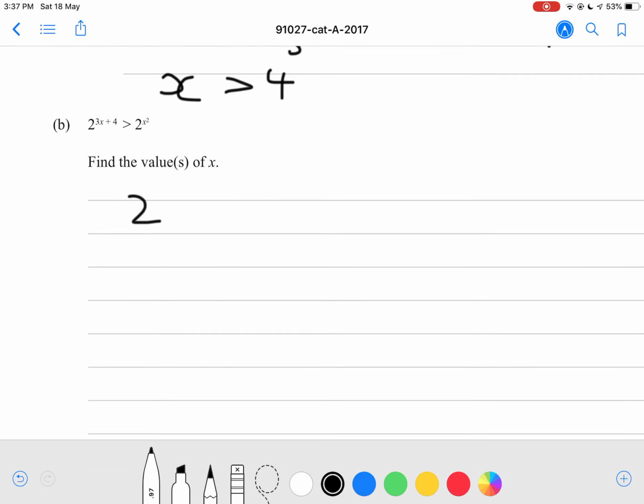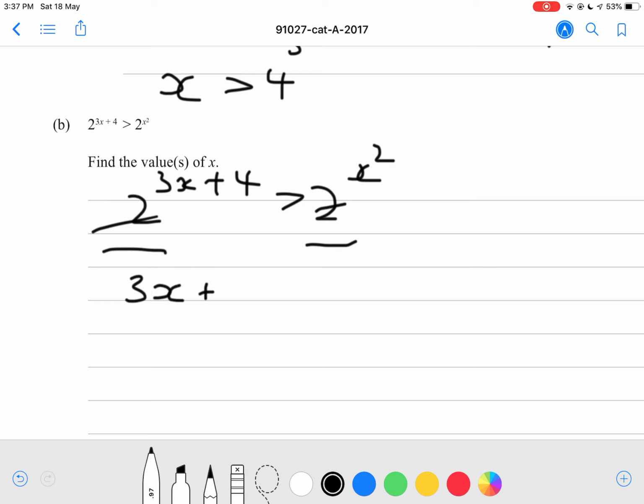Okay, so 2 to the power of 3x plus 4 is greater than 2x squared. Find the values of x. Okay, so basically, in this question, we have the same base, okay? Because we have the same base, we can just get rid of these bases, and we can say 3x plus 4 is greater than x squared.